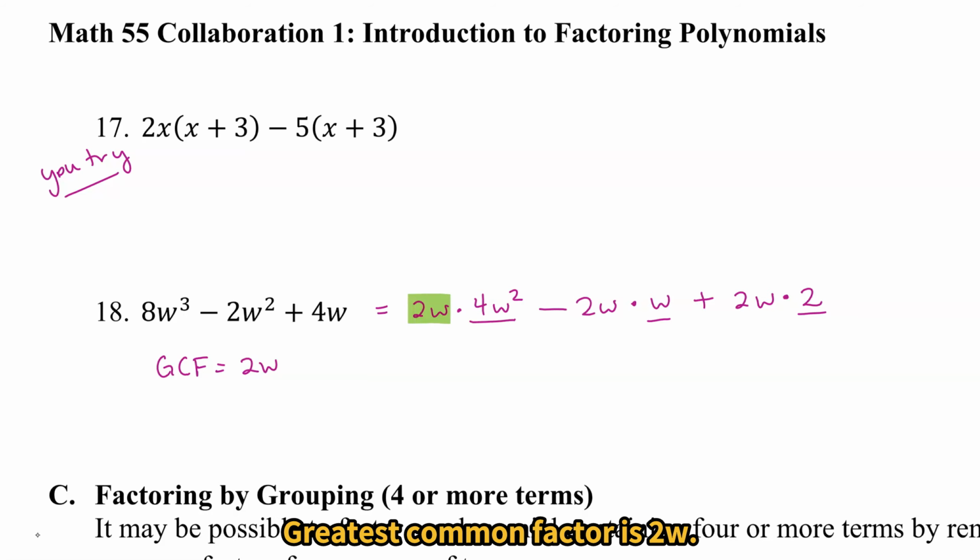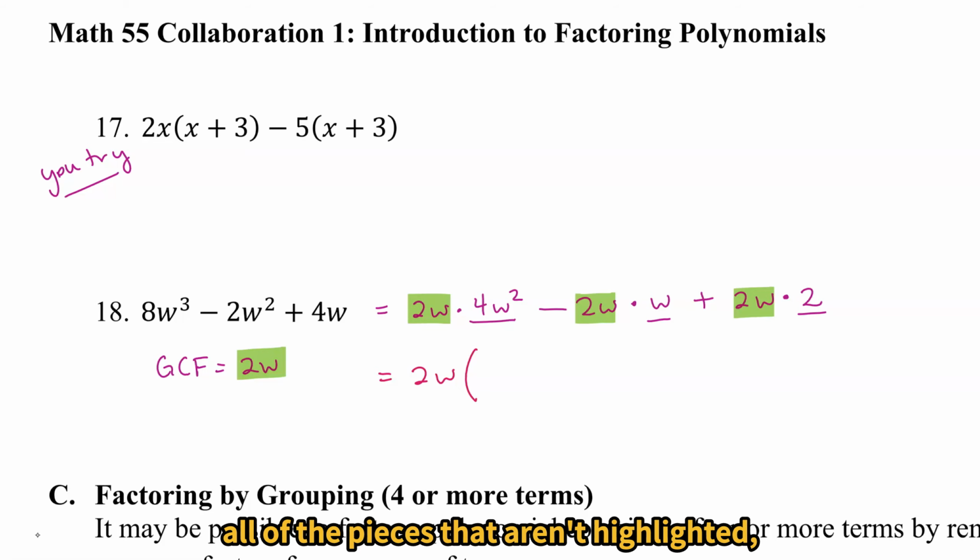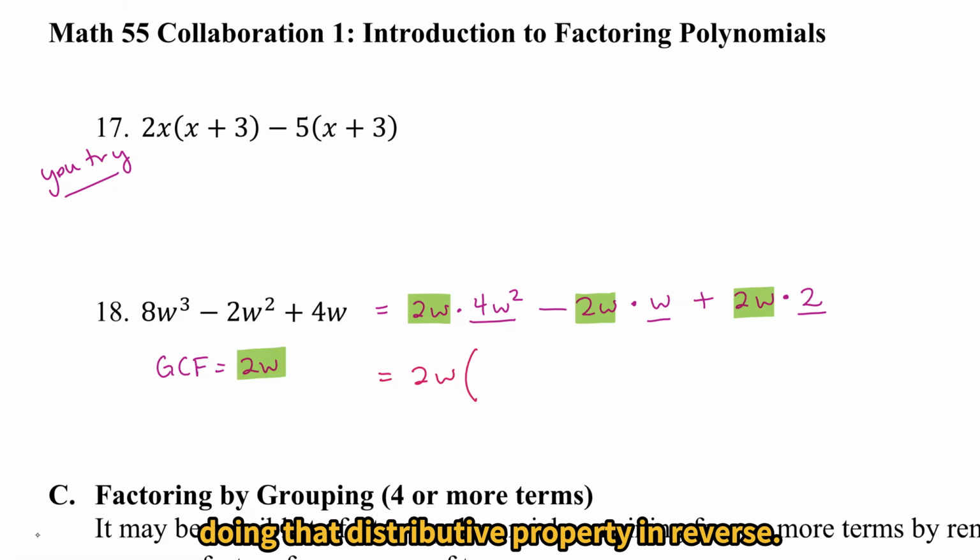Greatest common factor is 2w, so I'm going to factor that out, 2w. And then inside the parentheses goes all of the pieces that aren't highlighted, doing that distributive property in reverse: 4w squared minus w plus 2. So all of the signs are still there.